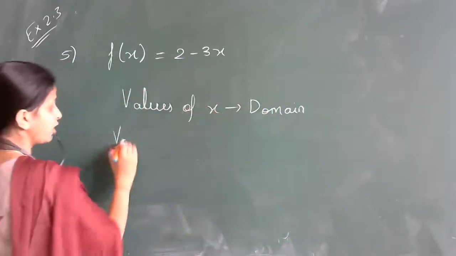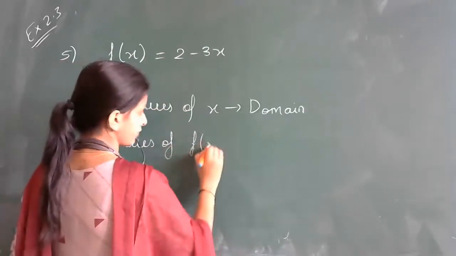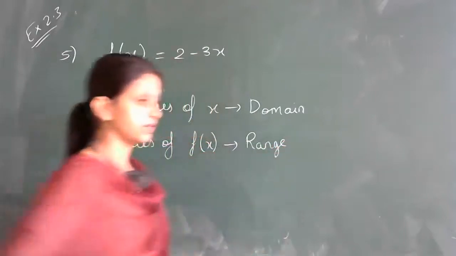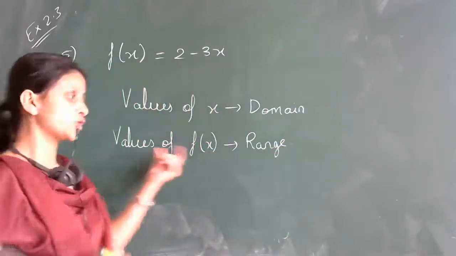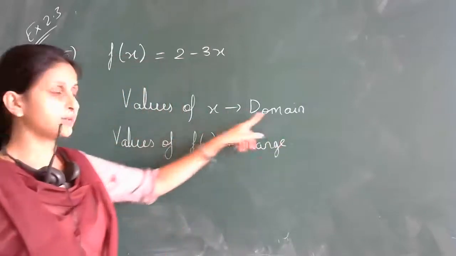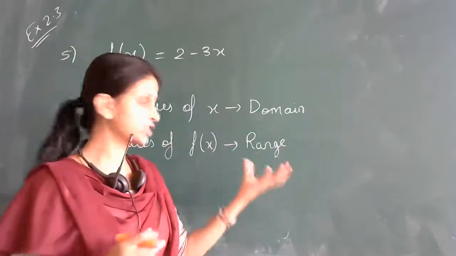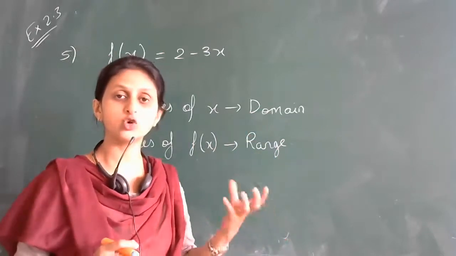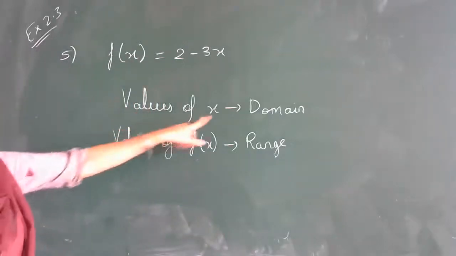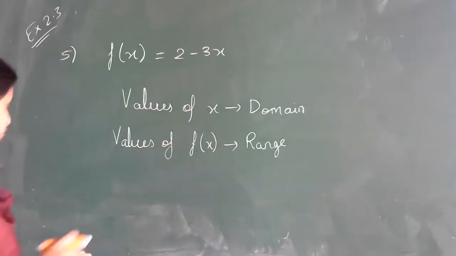And all permissible outputs are all values of f of x. That is nothing but range, right? All values of f of x is nothing but range. So values of x is domain, and whatever values of f of x you get, that collection is called range, because those are all permissible outputs. Did everyone understand this? Values of x is domain, values of f of x is range. Now we need to find the range.